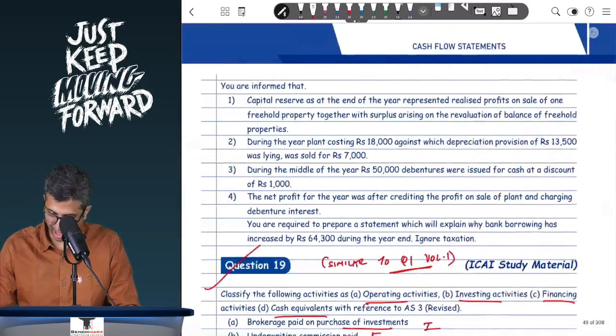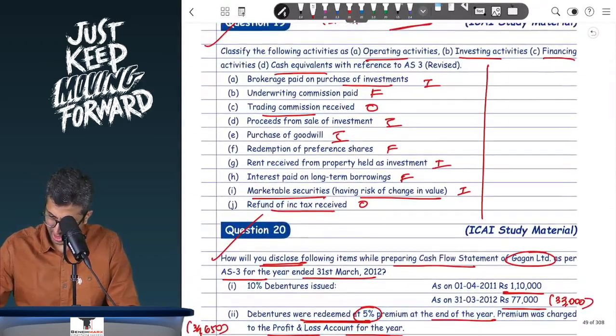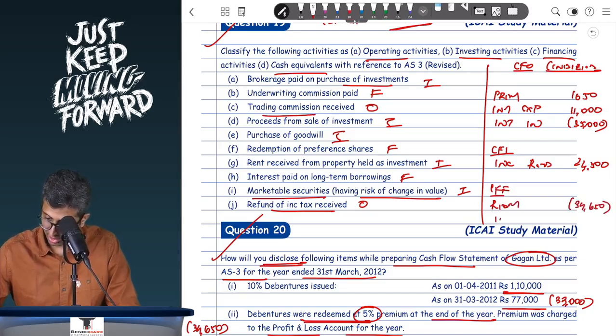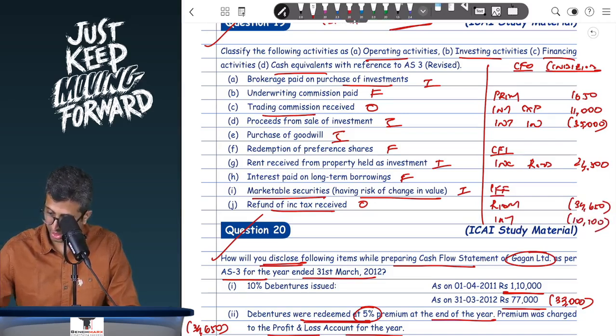So if I go to see, what will happen here? At question number 20, maybe if I am doing CFO using indirect method. In my indirect method, whatever is the premium of 1650, I will add back. Interest of 11,000, I will add back. This is interest expense. Interest income of around 35,000, I will subtract. In CFI, income received of 24,500, I will add. CFF, redemption of 34,650 and interest paid of 10,100.